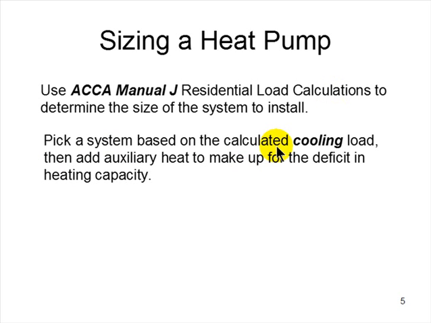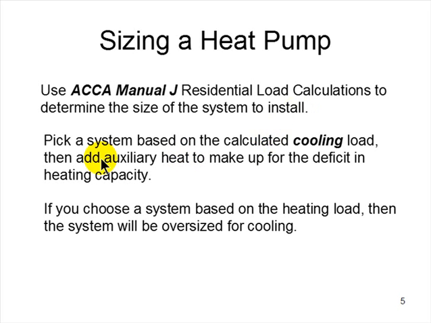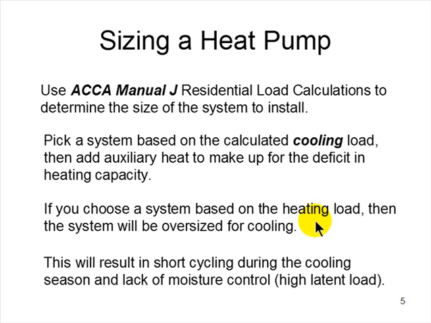Pick the system size based on the calculated cooling load, then add auxiliary heat to make up for the deficit in the heating capacity. And if you're in Florida, you don't have a deficit. If you're in New Jersey, you're going to have a deficit. If you choose the system based on the heating load calculation you did, then the system will be grossly oversized for cooling, and you will constantly short cycle in the cooling situation and have no control whatsoever over the latent load. Because the unit, being so large sensibly, will satisfy the thermostat and shut off before all the moisture is evaporated. It won't run long enough to do the job.